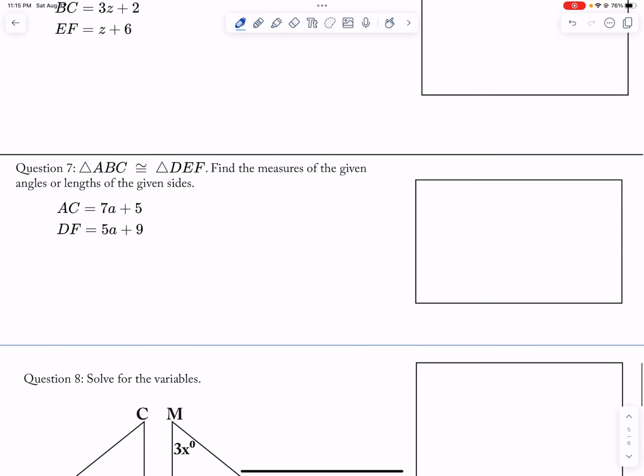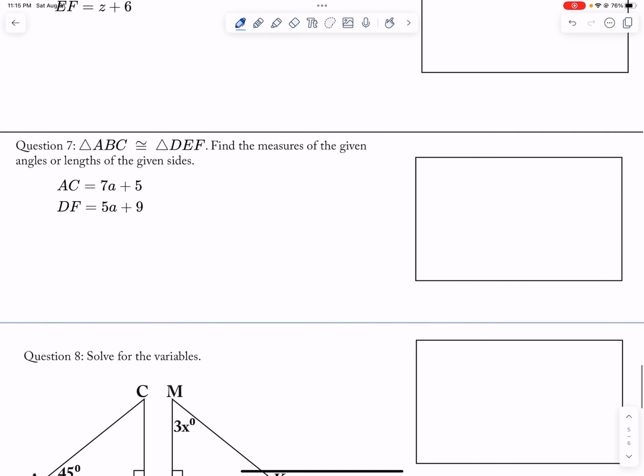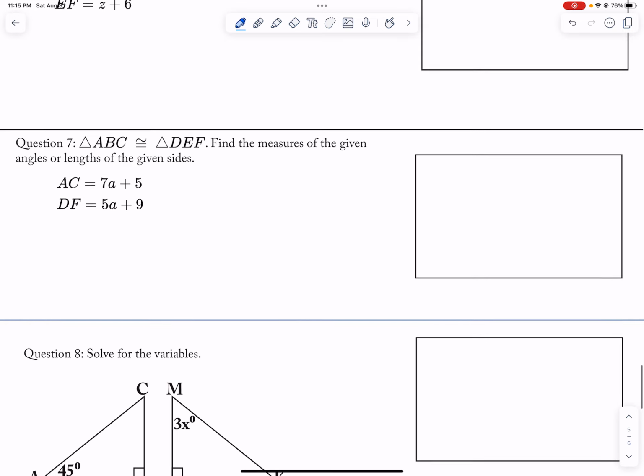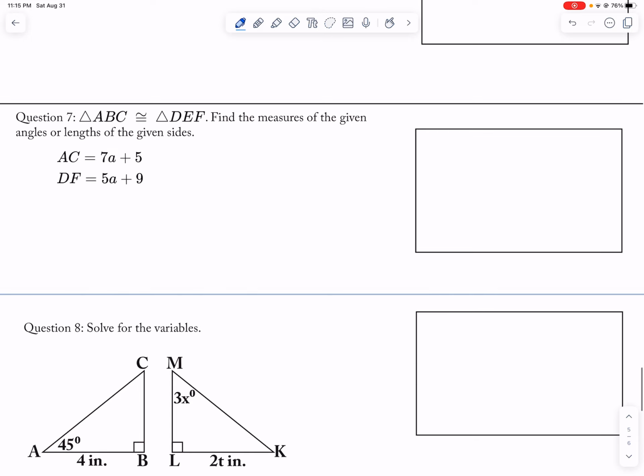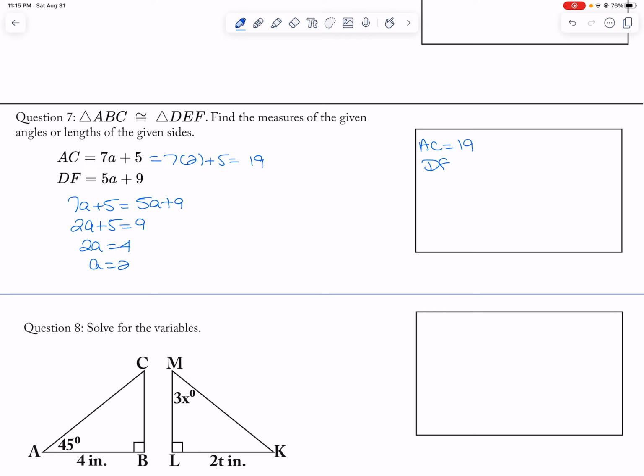which is going to be the same thing as the measure of angle E. All right, so now 7, if those two triangles are congruent, then AC and DF have to be equal to each other. So that means that 7A plus 5 has to be equal to 5A plus 9. So 2A plus 5 is equal to 9. So 2A is equal to 4. So A is equal to 2. So that means that 7 times 2 plus 5, which is 19. So that means that AC is equal to 19 and DF is also equal to 19 because they were congruent.